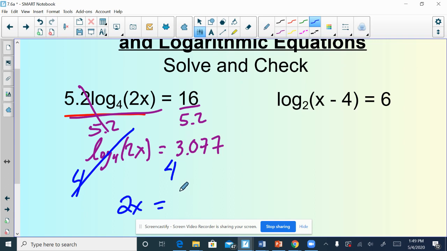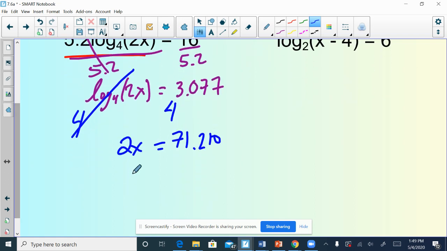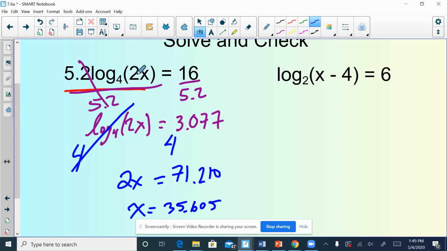That would get 71.210. Dividing both sides by 2 would give you x is equal to 35.605. Once again, we have to make sure that when we plug this in, we don't get a negative number. We don't, so we're good. If you did get a negative number here or something, you just cross it out and say no solution.